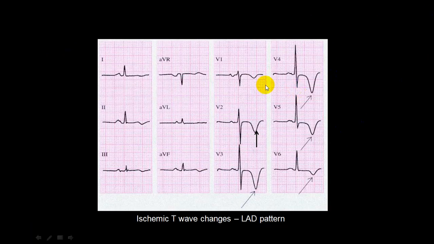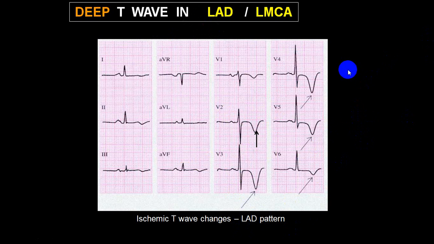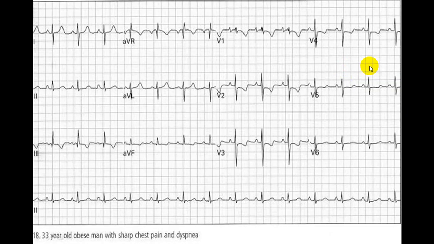Now you can see here, there is an isoelectric ST with T wave inversion. And along with that, if you see reciprocal changes, see these reciprocal changes, right? This if you get, always suspect ischemic heart disease. This is again a Wellens sign, which is because of left anterior descending artery occlusion. So deep T wave in LAD and LMCA. So do keep it in mind.